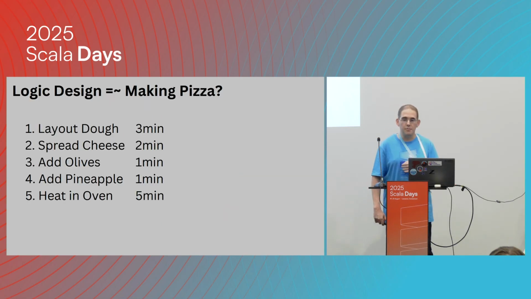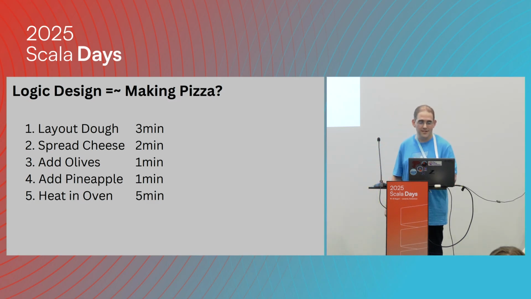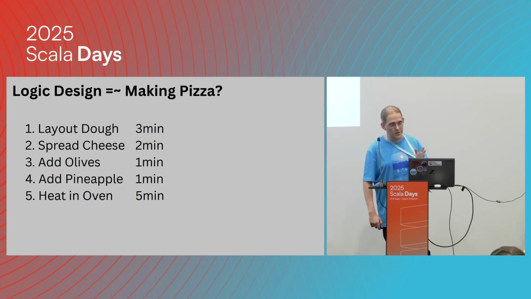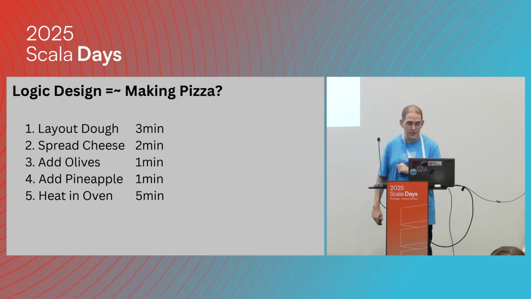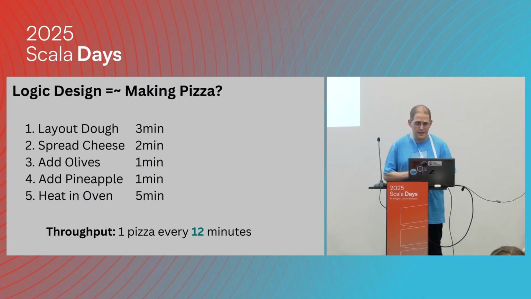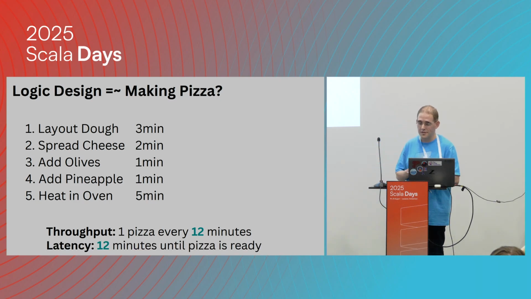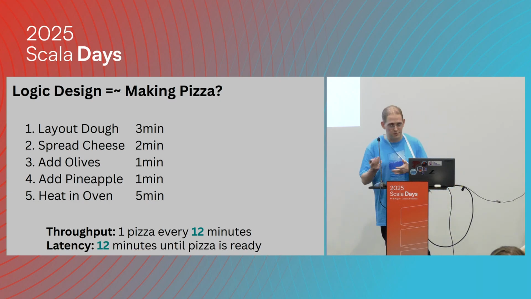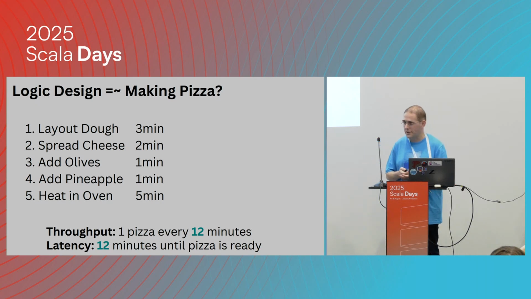So logic design is basically making a pizza. Say we have a pineapple and olives pizza. We need to lay out the dough, which takes 3 minutes, spread the cheese, 2 minutes, add the olives, 1 minute, add the pineapple, 1 minute, and heat in the oven for 5 minutes. So in total, the throughput from this sequential system is 1 pizza every 12 minutes, and the latency is 12 minutes until that pizza is ready. Basically, the same metric for throughput and latency.